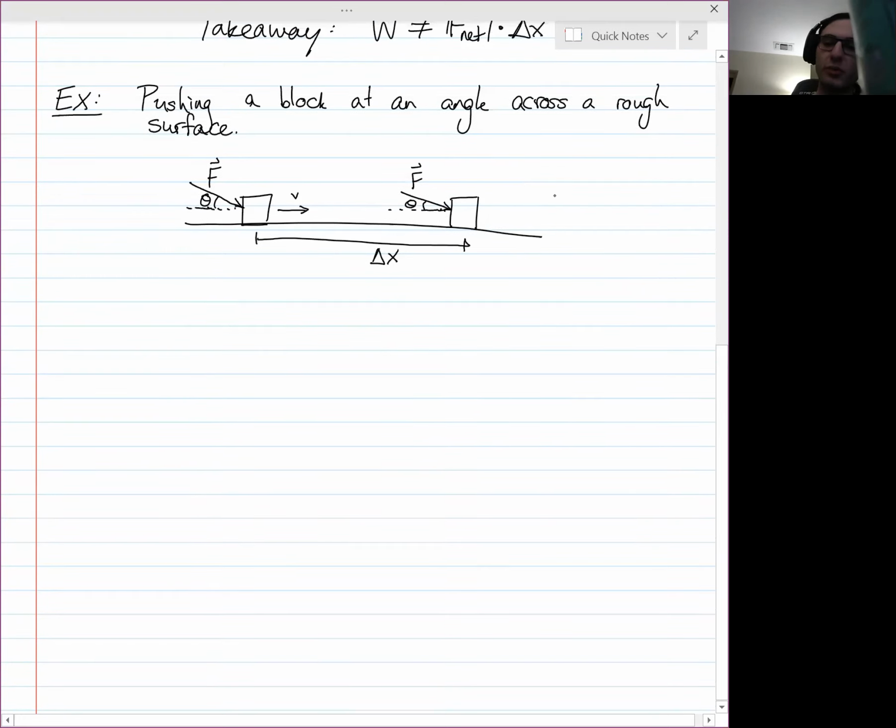We want to assume that F doesn't change with time. That's important because if it did, then the force would be changing with position as well, and so then the integral would become less straightforward.